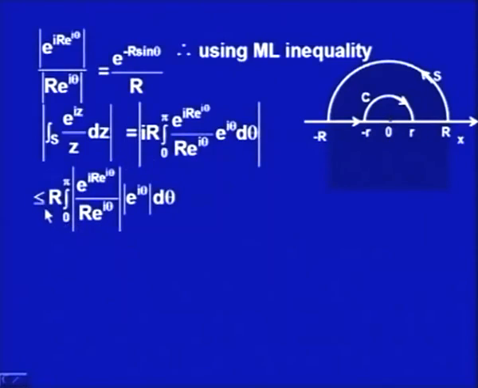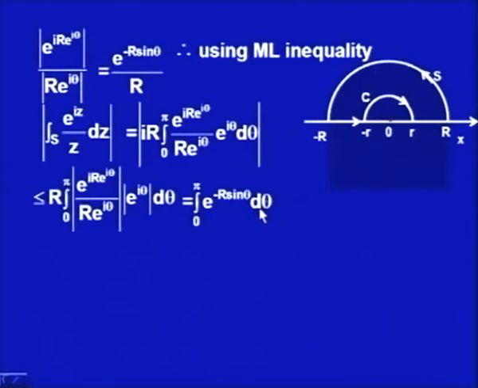So, it is less than or equal to r times the integral from 0 to pi of e to the power I r e to the power I theta upon r e to the power I theta into e to the power I theta d theta. We do know that the absolute value of e to the power I theta is 1. The absolute value of this we had already calculated, that it is e to the power minus r sin theta upon r. So, upon r, that is a constant that we can take out. So, what we would get is the integral from 0 to pi of e to the power minus r sin theta d theta.